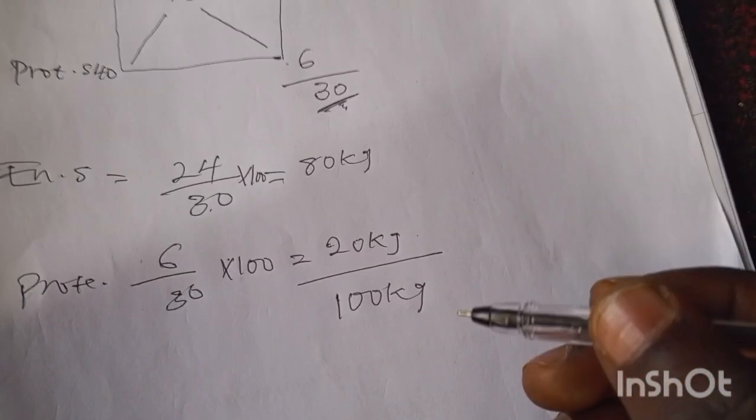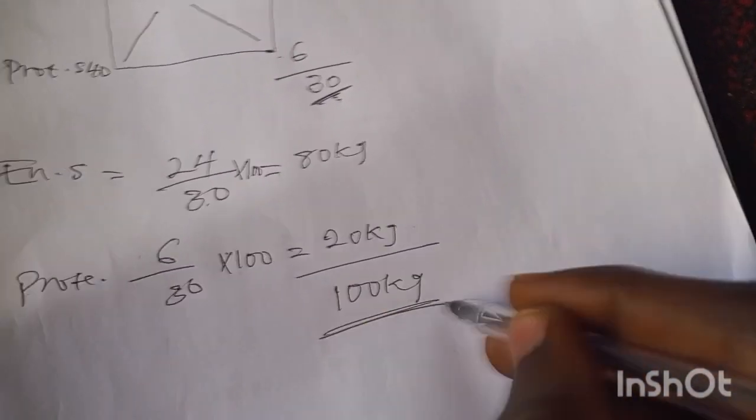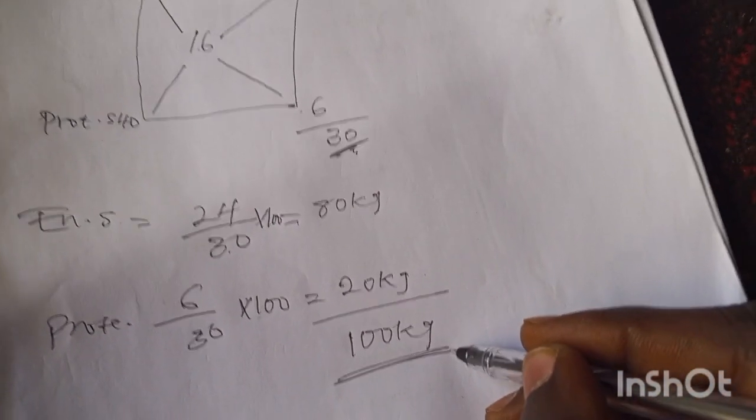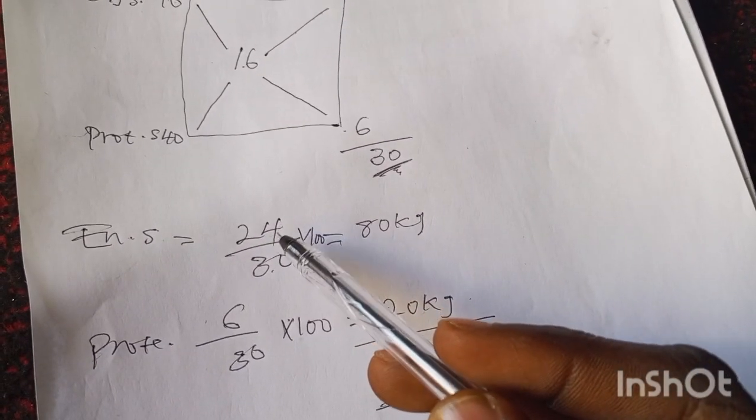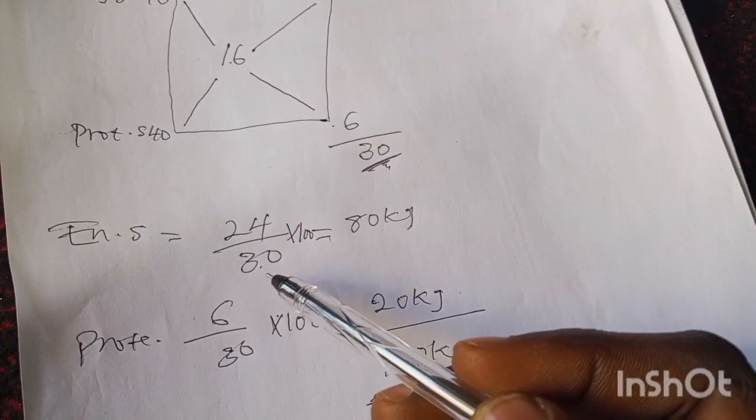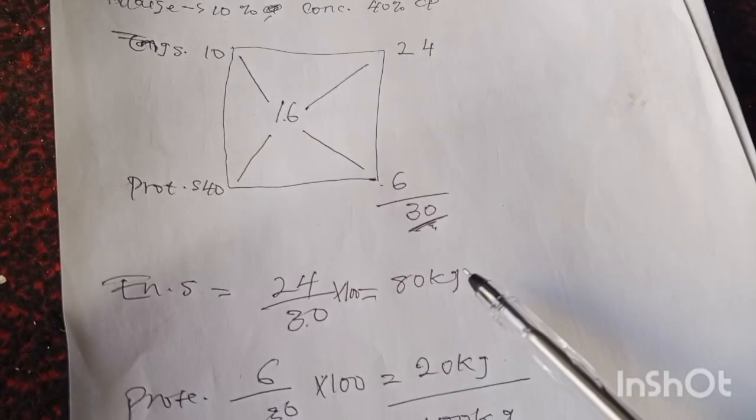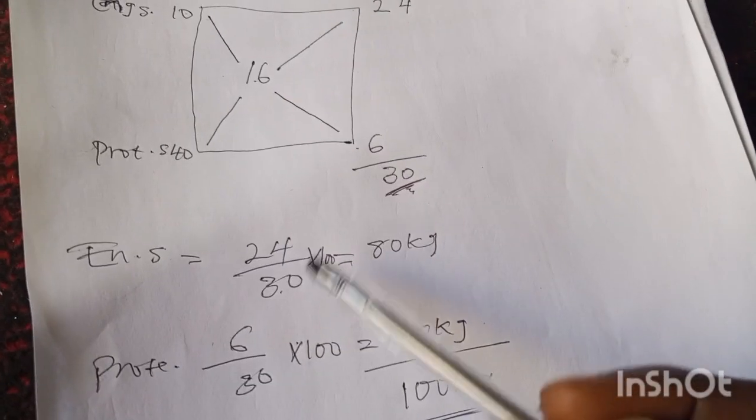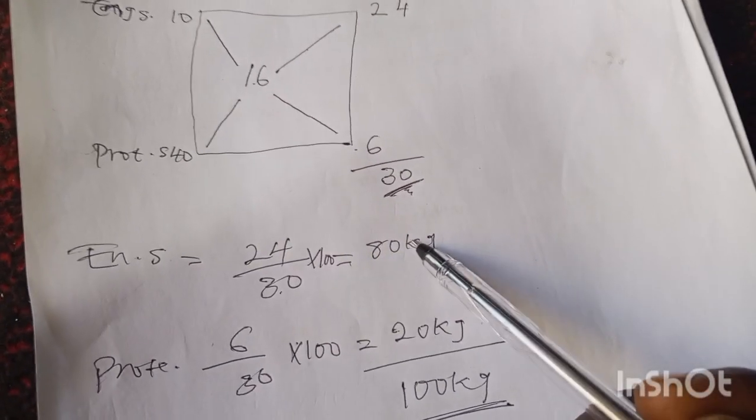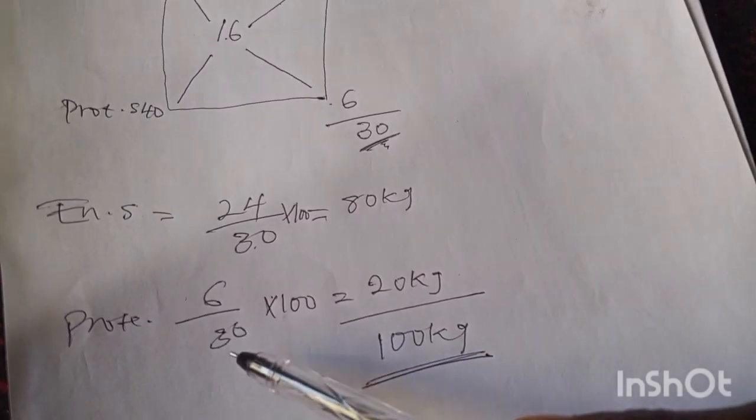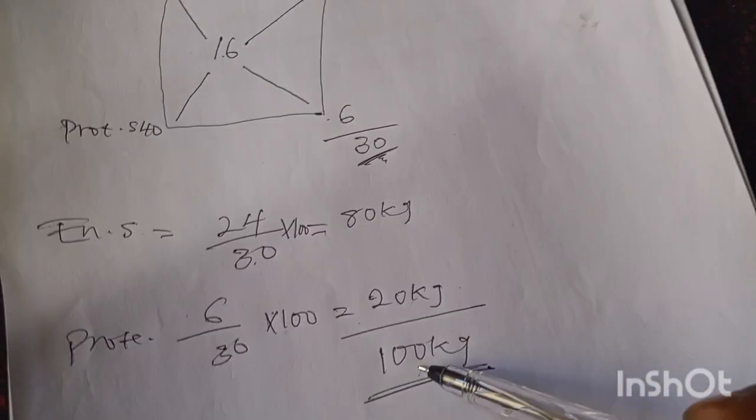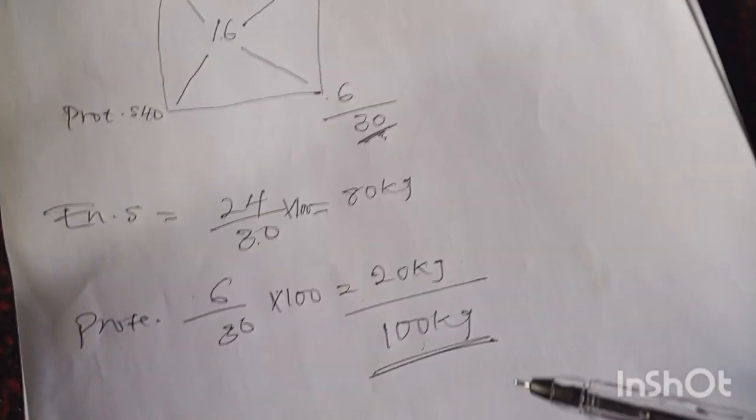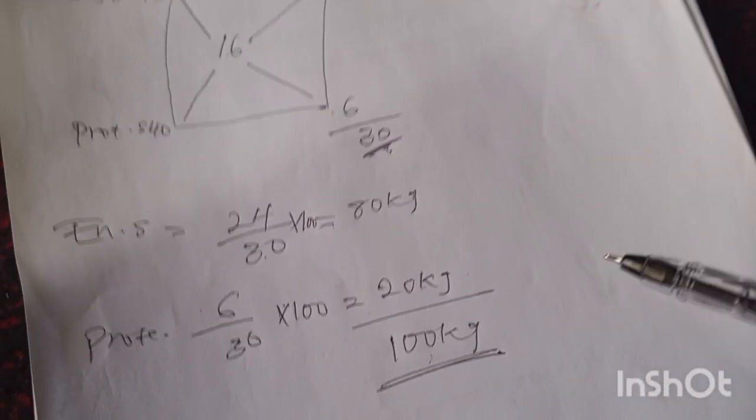All right, so 100 kg exactly. That simply means we are on the right track. I hope you all understand that. So our energy source is 24 divided by 30 times 100, which will give us 80. In the same mode, 6 divided by 30 times 100 will give us 20. When you add everything together, it will give us 100 kg. That simply means you are on the right track.